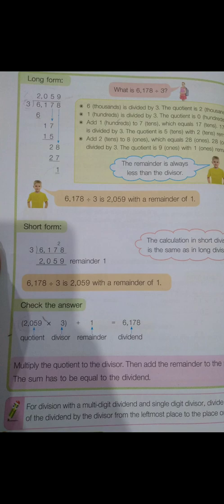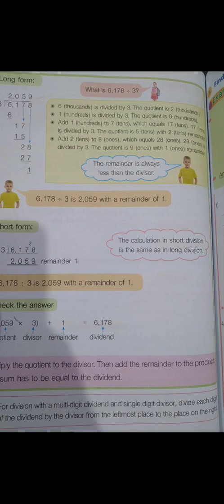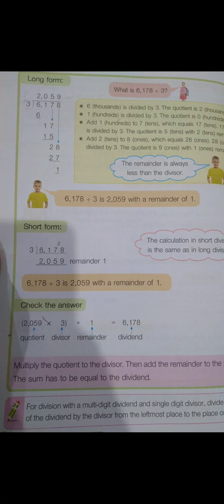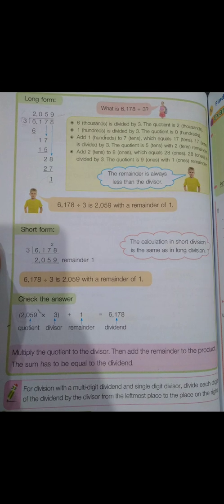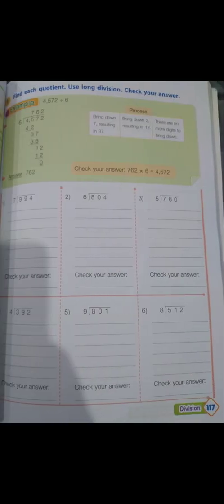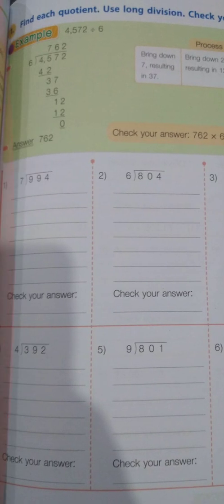For division with a multi-digit dividend and a single-digit divisor, divide each digit of the dividend by the divisor from the leftmost place to the place on the right. Now please open your book on page 117. Find each quotient. Use long division. Also check your answer.